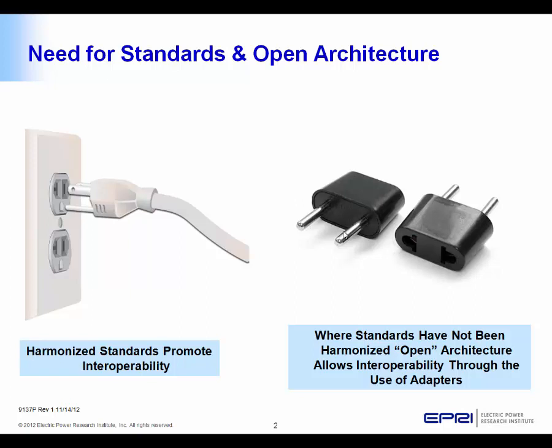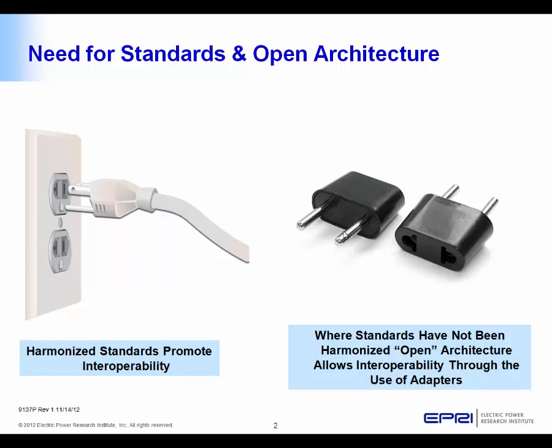Let me start with the idea that in order to have a truly ubiquitous demand response system, we're going to have to be able to communicate with customers' buildings, appliances, and devices, and that kind of starts with the need for standards and open architecture. If you want a great example of harmonized standards, think about the NEMA plug that we use in the United States. It's a harmonized standard, promotes interoperability.